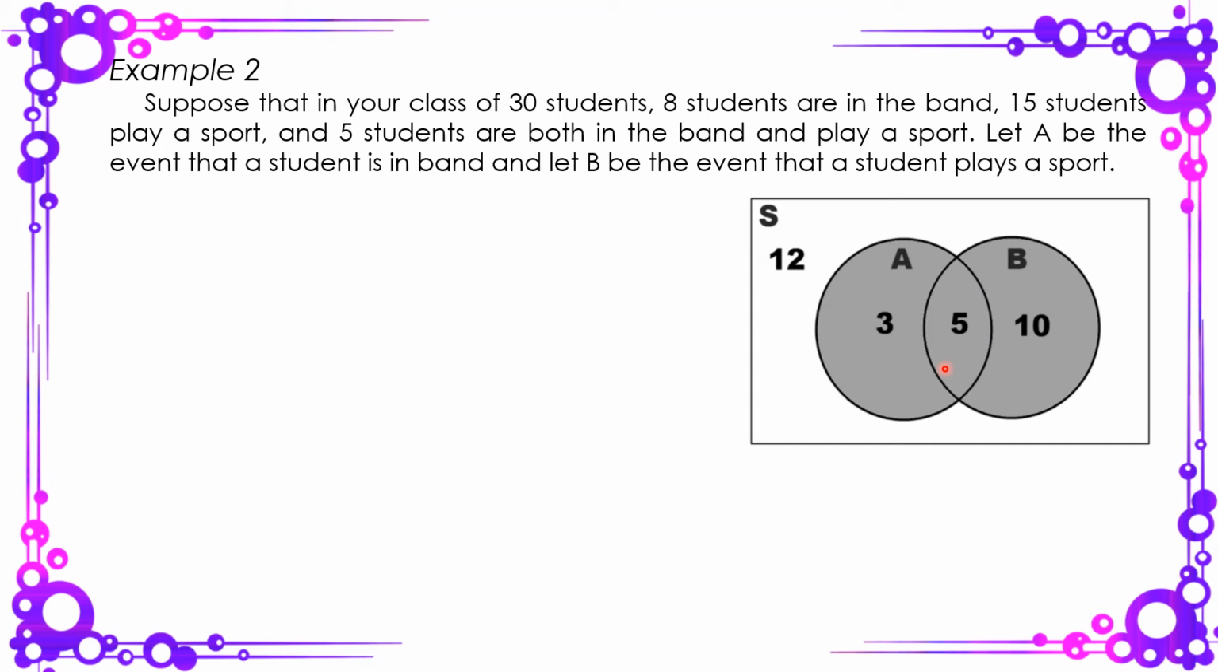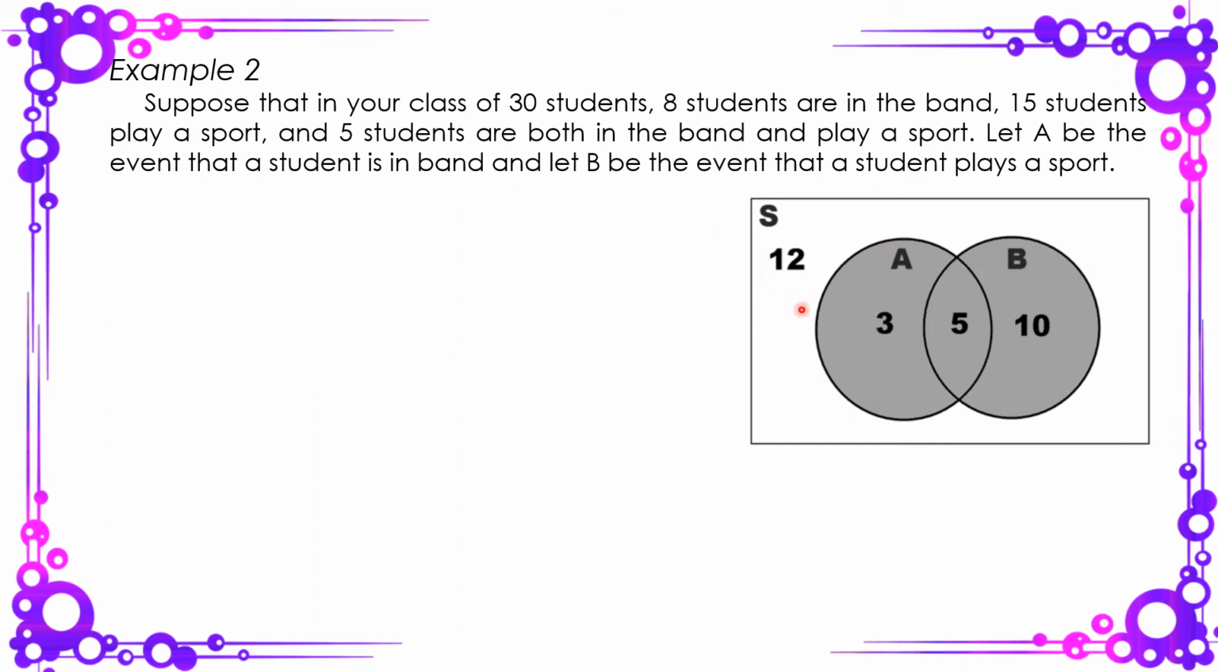Okay, so what number is it? Five students are both in the band and play a sport. So this is the intersection, because of the word "both." So just write 5. Then you may now start filling in event A and event B.